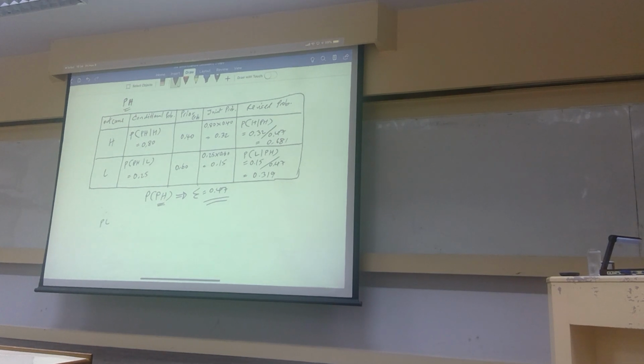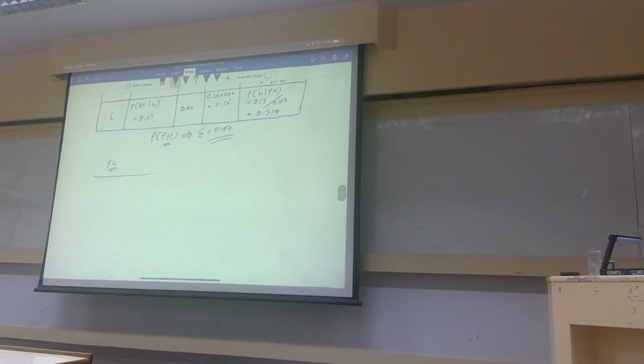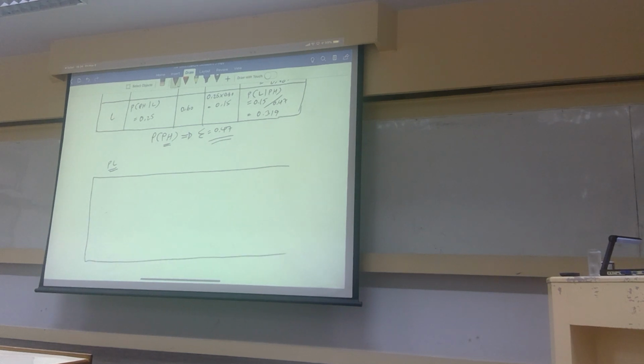Then we're going to develop the table for the case of predict low unemployment. We do it the same way. Once again, we develop the table. We have the outcome, the conditional probability, the prior probability, the joint probability and the revised probability.